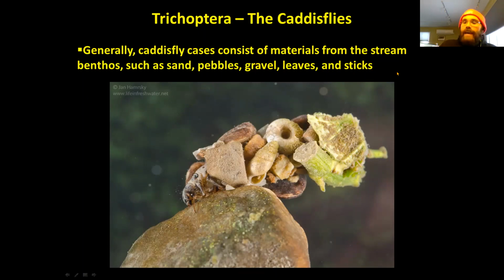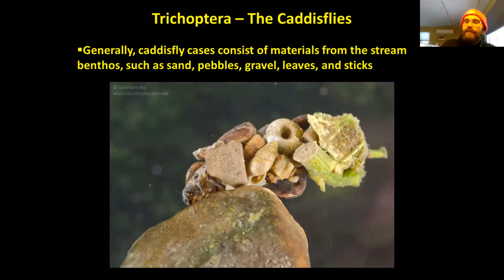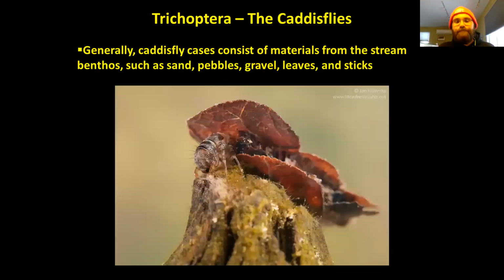Some people take advantage of this and they will make caddisfly jewelry. So you can put a caddisfly in with some really colorful pebbles and rocks, and the caddisfly will basically make a little case that looks like jewelry, and people will sell that for a profit. And then you have an example of a caddisfly that took leaves and basically glued them onto its case to act as camouflage.